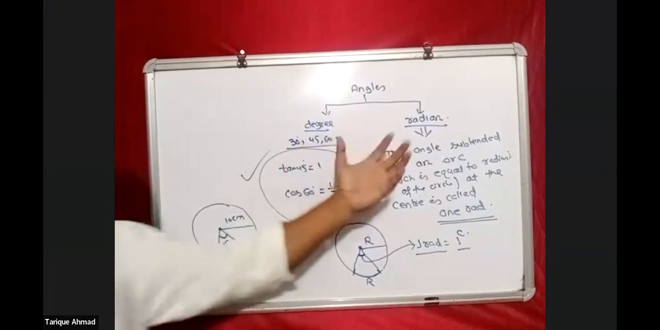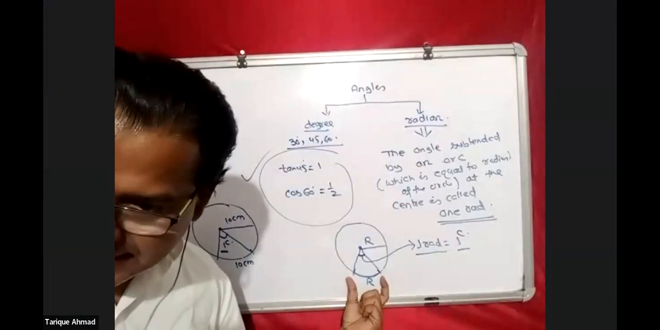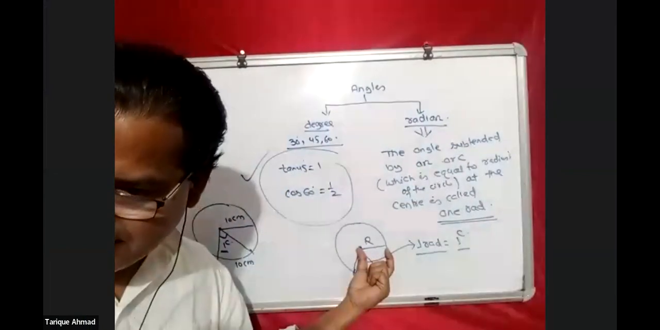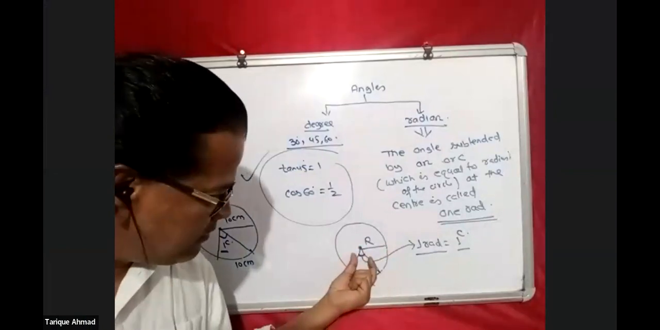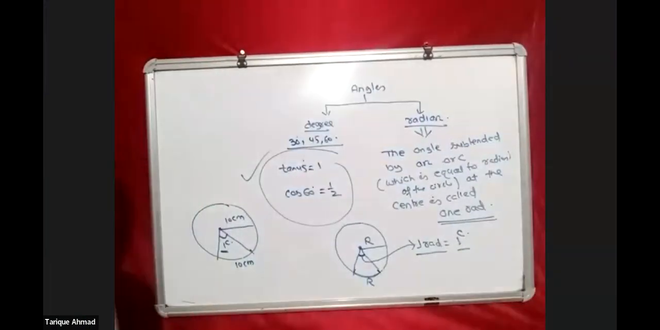So 1 radian is the angle subtended by an arc, and the condition is the arc must be equal to the radius of the circle, and that angle made at the center is known as 1 radian. Clear? This point is clear? Yes, sir. Okay.